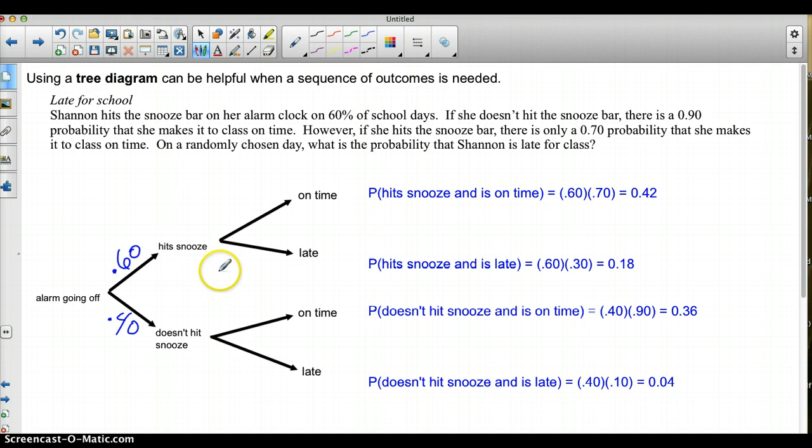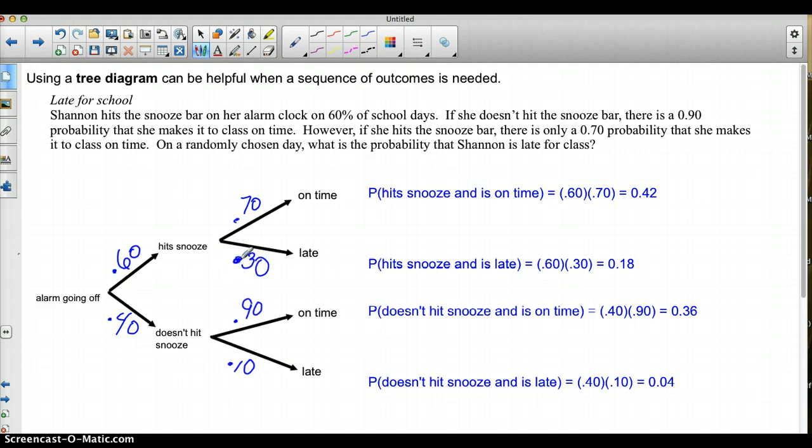Okay, then it says if she doesn't hit snooze bar, there is a 90% probability that she makes it to class on time. So here we have that she's going to end up, if she doesn't hit the snooze bar, there is a 90% probability that she makes it to class on time, so that's down here. So she doesn't hit the snooze bar, so that's 0.90, so then she must be late if she doesn't hit snooze 10% of the time. However, if she hits the snooze bar here, there is only a 0.70 probability that she makes it to class on time. So this is going to be 0.70, so the remaining must be 30% of the time, or 0.30.